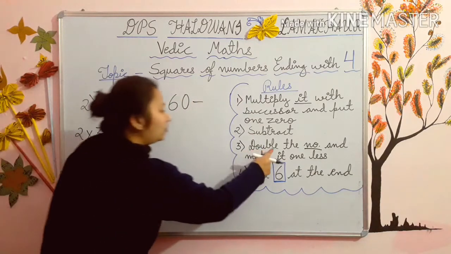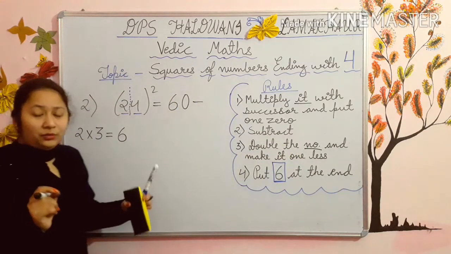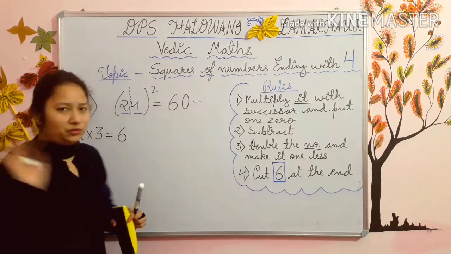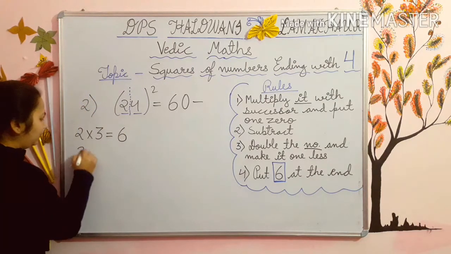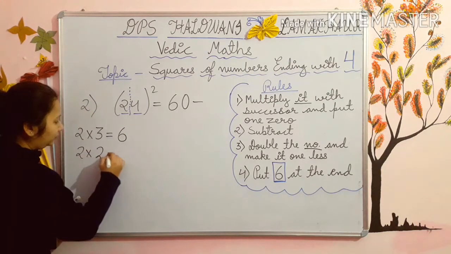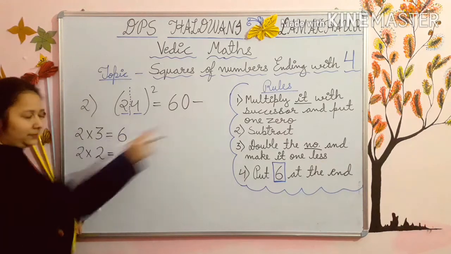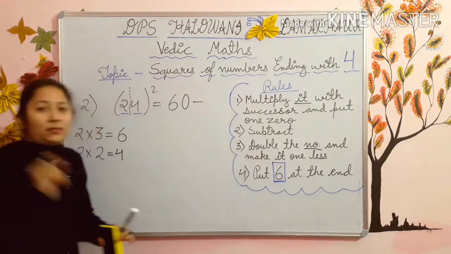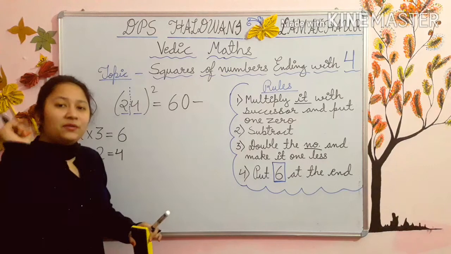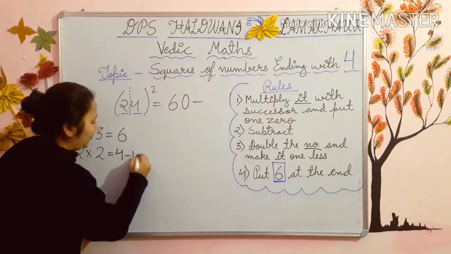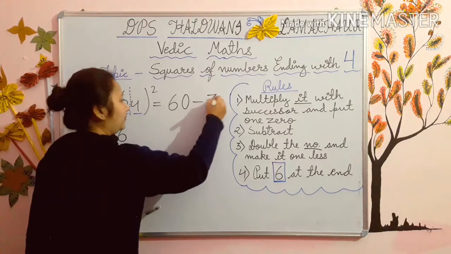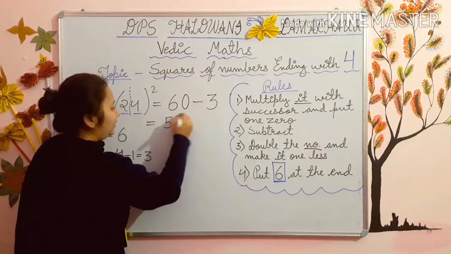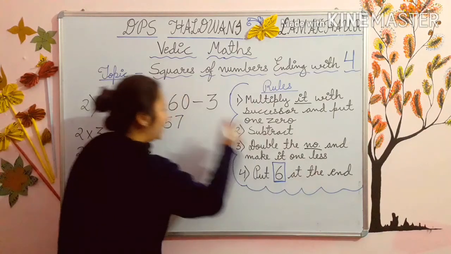After this, you have to double the number. Now as I have told you, for doubling the number, you can add it 2 times or you can multiply it with 2. So here I am multiplying this number with 2, because I am doubling it. Now it's 4. Now make it 1 less, which means subtract 1 from it. So it's 3. So put it here. Now subtract. Now 60 minus 3 is 57 and at the last put 6 at the end.